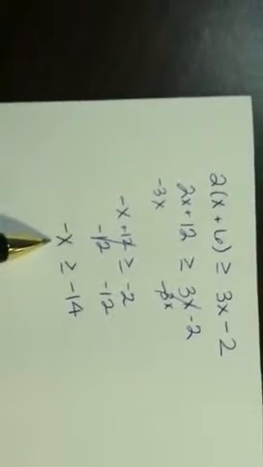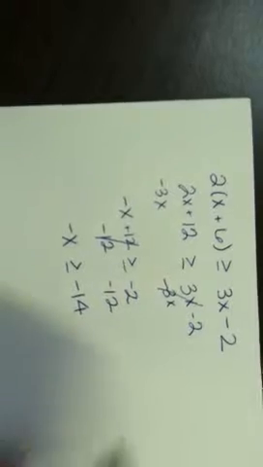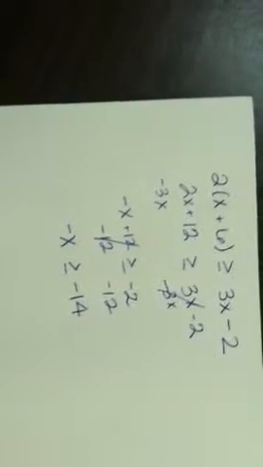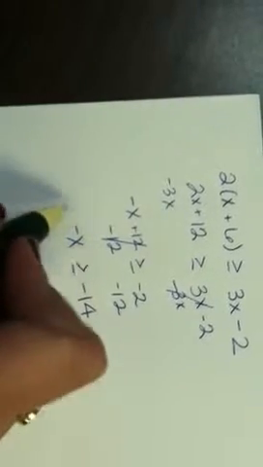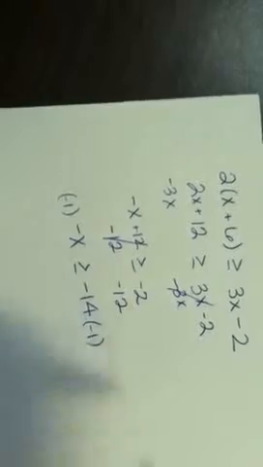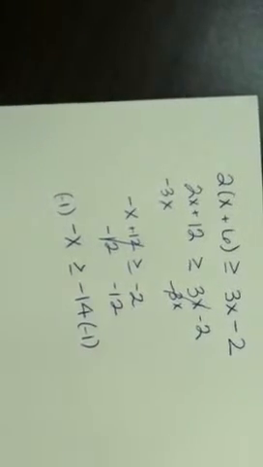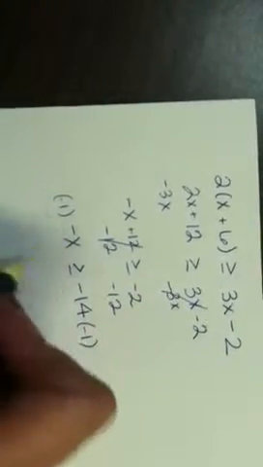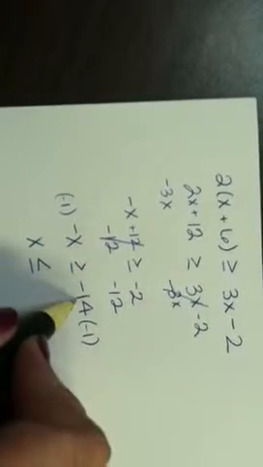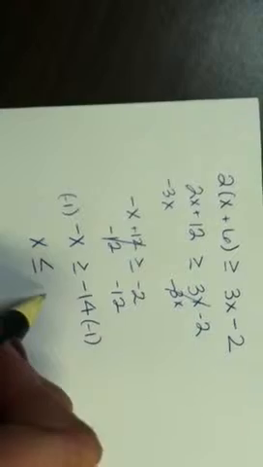I need to make this a positive number, so you can think of it two ways, either multiply by negative 1 or divide by negative 1. It doesn't really matter which way you think of it. When I multiply or divide by a negative value, my sign switches. So in this case, now I have x is less than or equal to negative 14 times negative 1, or positive 14.